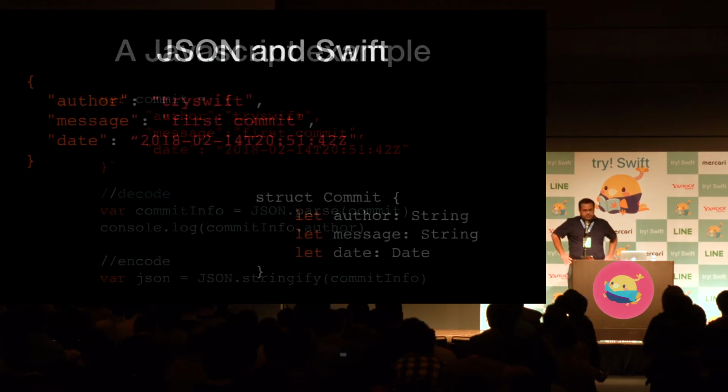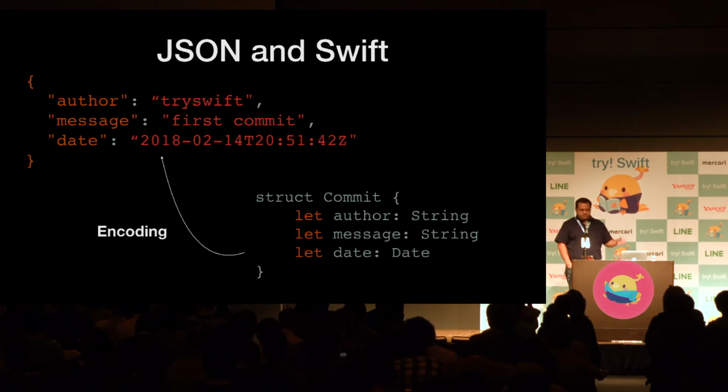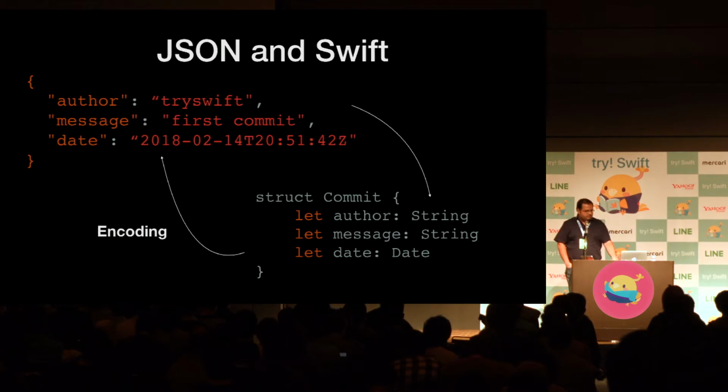Now, let's get started with talking about JSON and Swift. In simple words, you have that JSON there, and you have a struct below. Encoding is the process of converting that struct to that JSON, and decoding is the process of converting that JSON to the struct. And it should be type safe, which means the JSON string which has been encoded, we should be able to decode that and come back to the same struct. So that's type safety in a simple sense.